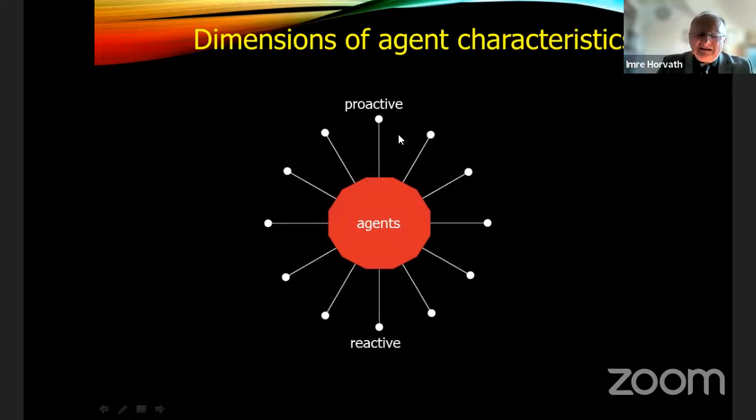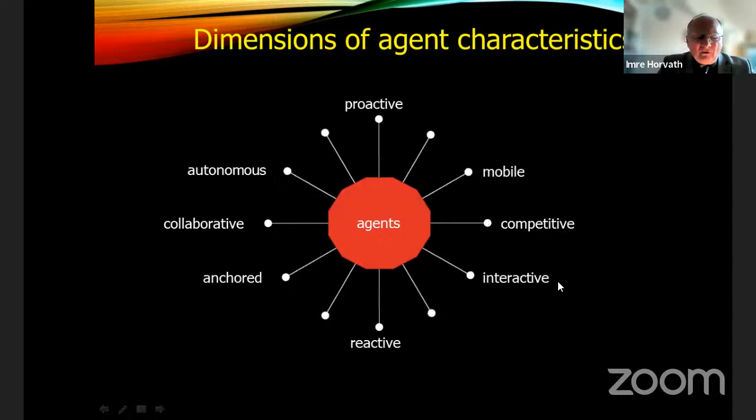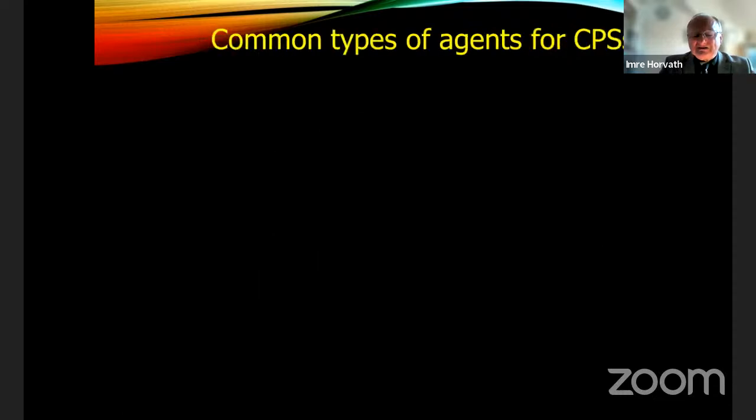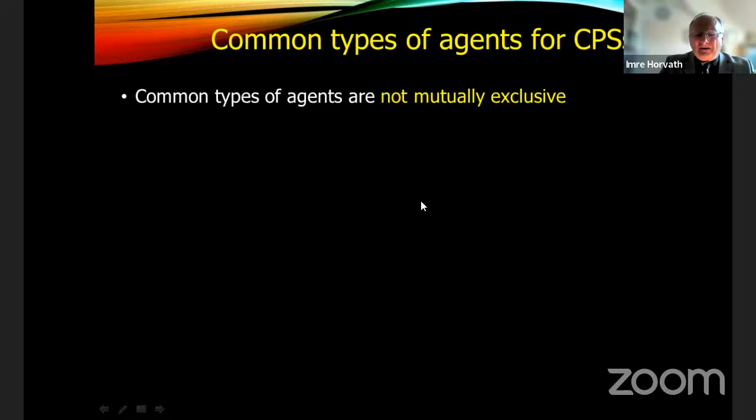Agent characteristics in a systematic way can be proactive or reactive, collaborative or competitive, anchored or mobile, autonomous or interactive, adaptive or evolving, or for instance, smart, intelligent, whatever it means, and hybrid and composition. So these are the major dimensions of talking about the agent and characterizing the agent. I will use this model later on when I'm talking about the different manifestations of agent. So the common types of agents for cyber-physical systems are the following.